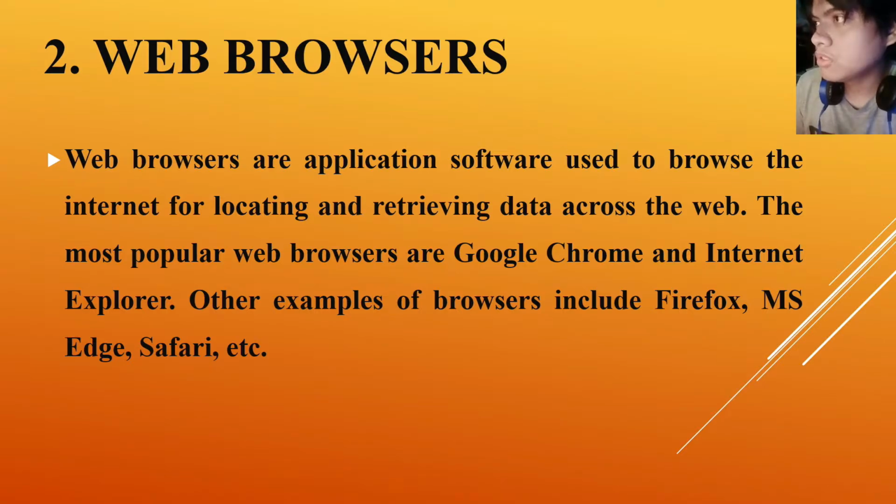So next, web browsers. Web browsers are application software used to browse the internet for locating and retrieving data across the web. The most popular web browsers are Google Chrome and Internet Explorer. Other examples of browsers include Firefox, MS Edge, and Safari.